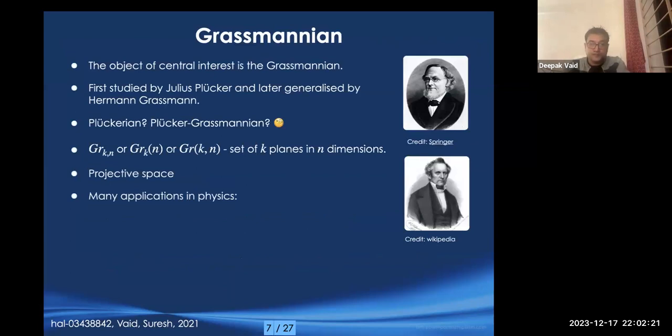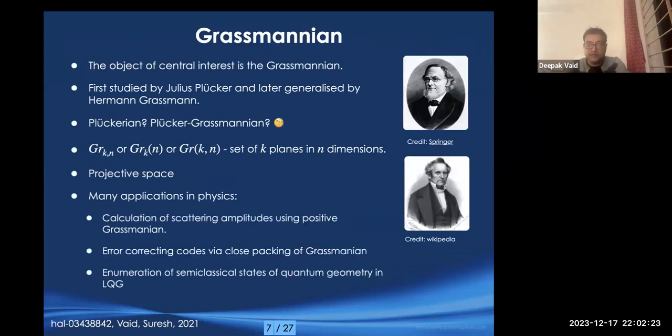Now, there are many, many applications of Grassmannians. We see them all over the place. One of the places where they appear is in the calculation of scattering amplitudes. This is based on the amplitude-hedron formalism, which was developed by Nima Arkani-Hamed and his collaborators over the past 13 years or so. Then there is a relation to error correction also. But for our case, what we are interested in is that these coherent states of quantum geometry are also described by Grassmannians.